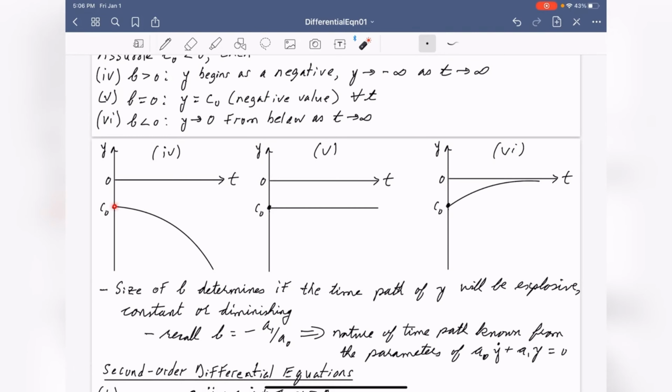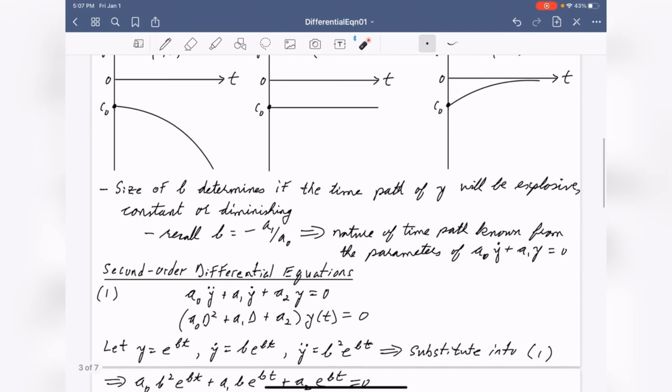The first case where we start at c0, which is a negative value, we see that y of t decreases towards negative infinity as t goes to infinity. The second case, c0, it's constant across, and the third one, we begin at a negative number, c0, and y approaches the horizontal axis as t increases.